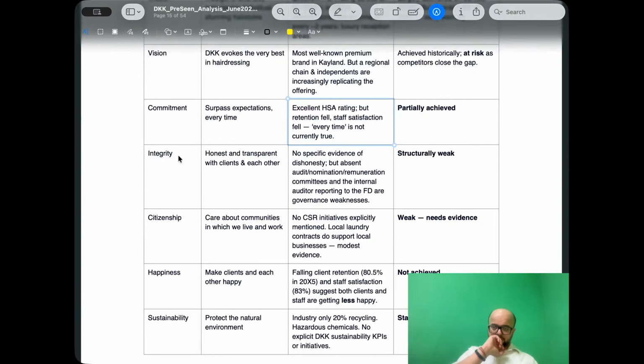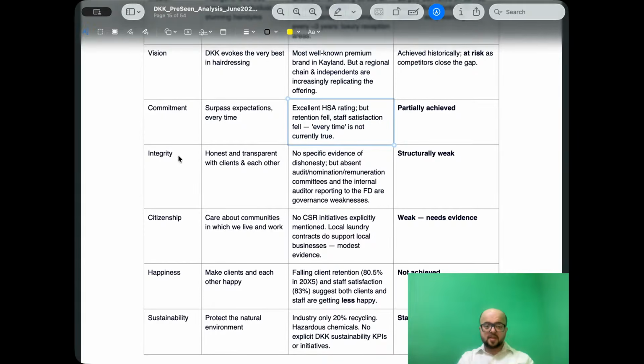Then talking about integrity, honest and transparent with clients and each other, no specific evidence of dishonesty, but absent audit, nomination, remuneration committee, and the internal auditor reporting to the finance director are governance weaknesses. So, somewhere on a structural level, integrity front पे issue है.